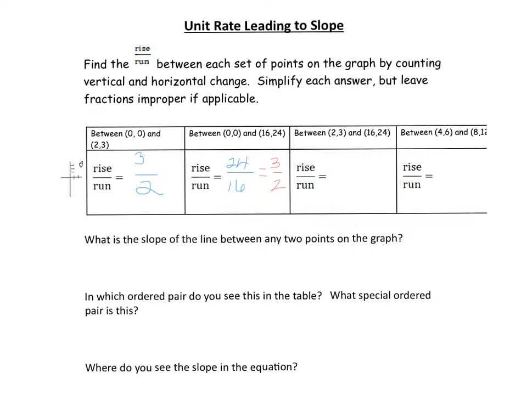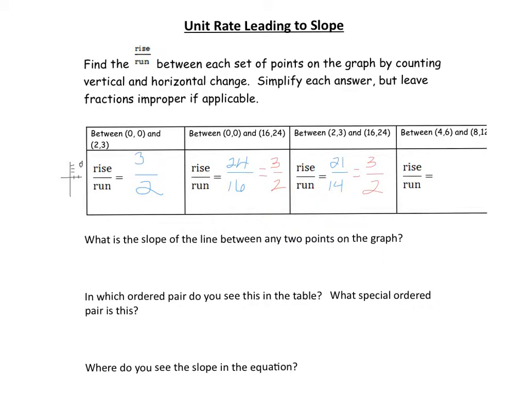To get from 2, 3 to 16, 24. Well, if I start at 2, 3 and I go up and over to 16, 24, I've gone up 21, and I've gone over 14. We can simplify this by 7 and get 3/2.